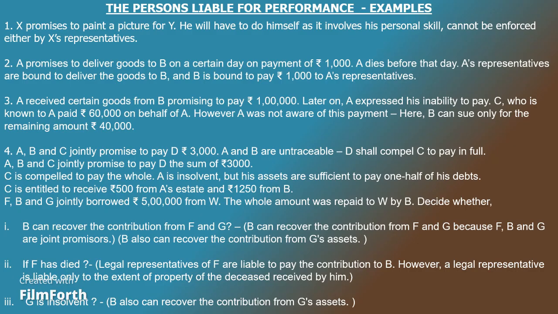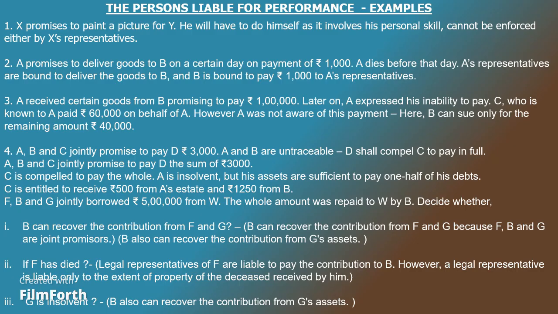5. Third parties. Stranger. If the performance is accepted by the promisee, authorization or ratification is immaterial. Example. Mr. A received certain goods from Mr. B promising to pay Rs. 1,00,000. Later on, Mr. A expressed his inability to pay. Mr. C, who is known to Mr. A, paid Rs. 60,000 on behalf of Mr. A. However, Mr. A was not aware of this payment. Here, Mr. B can sue only for the remaining amount Rs. 40,000.